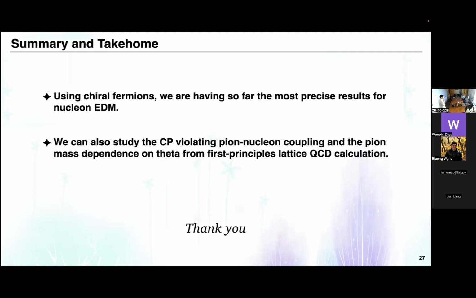Okay, so the summary. First of all, using chiral fermions, we have so far the most precise results for the nucleon EDM, and we can also study other things like the CP-violating pion-nucleon coupling and the pion mass dependence on theta from first principles calculations. Okay, that's all. Thank you.